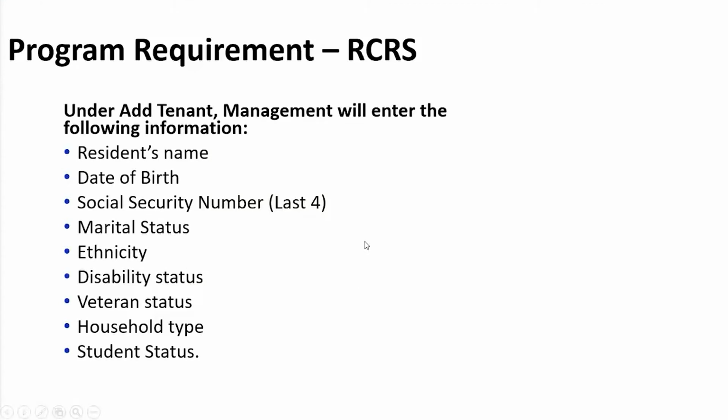So with your tenant file now in front of you, and you're about to enter in the information, you want to begin to add in your resident's name, their date of birth, the last 4 digits of their social security number, their marital status, their ethnicity, disability status, veteran status, household type, and student status.